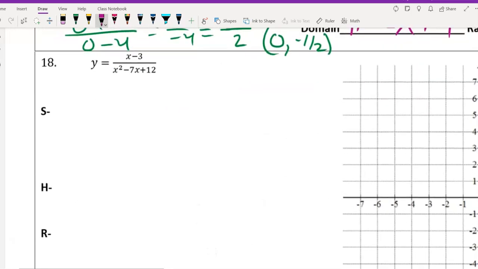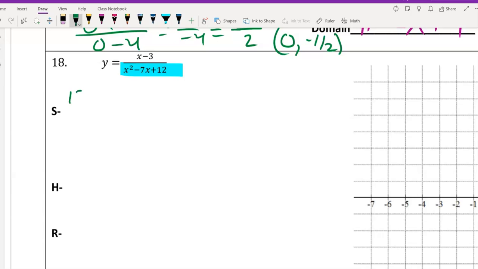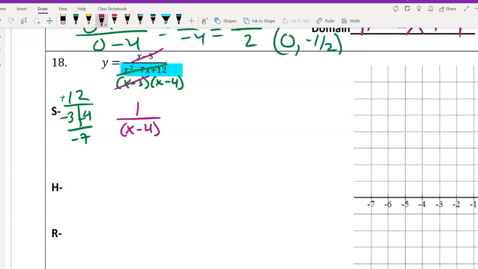All right, next problem. Starting with the s, we do need to simplify that denominator. So we can do our work right here next to the s. We're going to have a top of 12, a bottom of -7. Our two factors are going to be 3 and 4. Now, when your top number is positive and your bottom number is negative, both numbers are going to be negative. All right, now I can see that the top factor cancels out with the bottom. We are not left with nothing on top. We're left with 1 over x minus 4. So this is what we'll be using going forward.